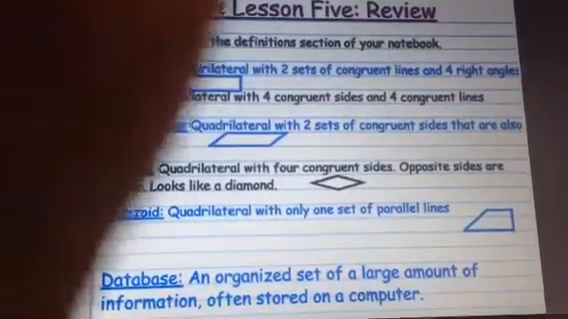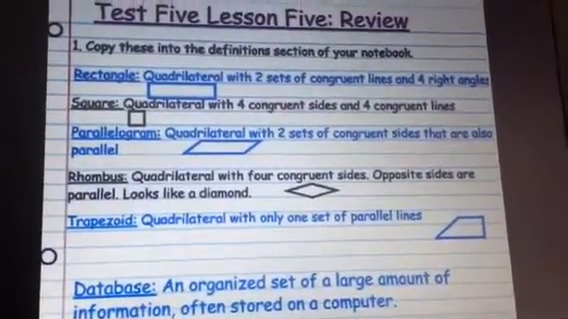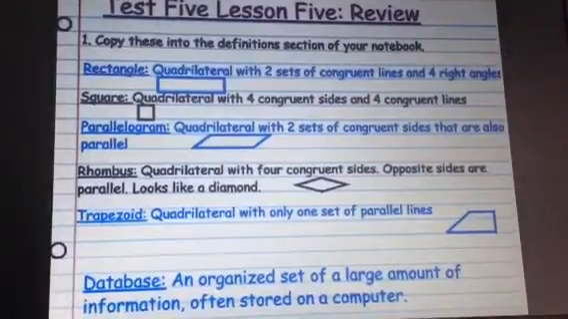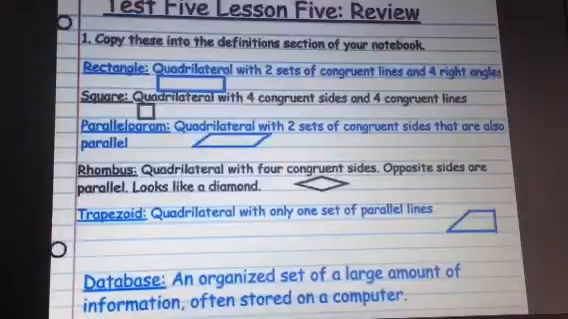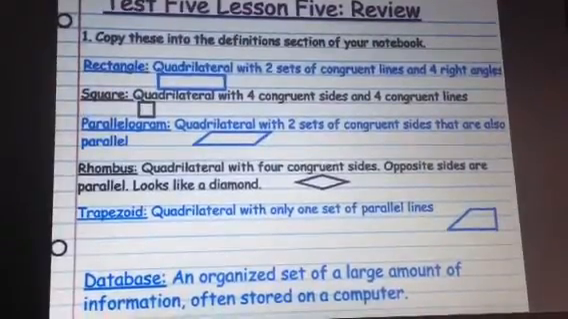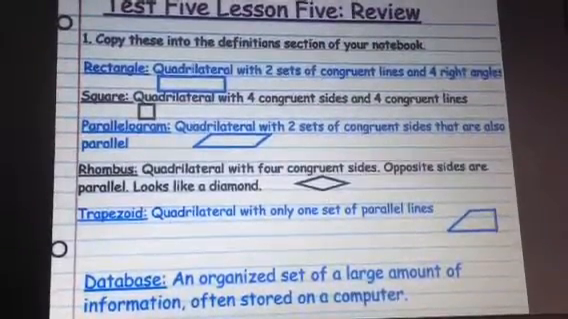And that's it for today. For the review, I just would like you to copy down these notes and do a quick sketch of each of the four types or five types of quadrilaterals. And tomorrow you can just show me that you did the notes, and that's all you have to do. So I will see you tomorrow.